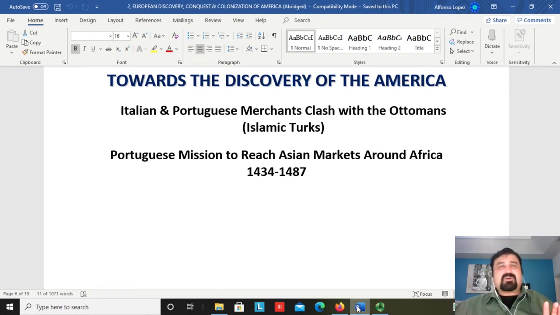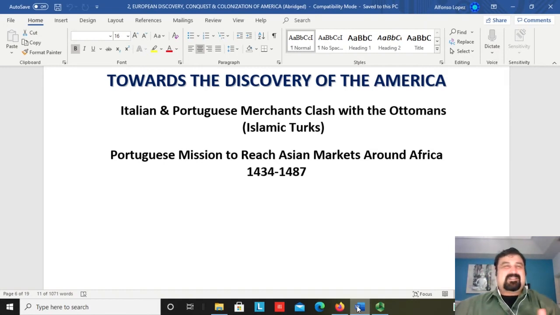How this process occurred is that the Italian and Portuguese merchants in the 1400s experienced significant difficulties conducting trade in the Middle East because the eastern portion of the Mediterranean Ocean in the Middle East was now controlled by a new empire. There's the rise of the Ottoman Empire, the Turks, what they call the Turks.